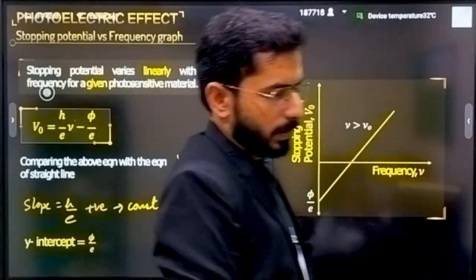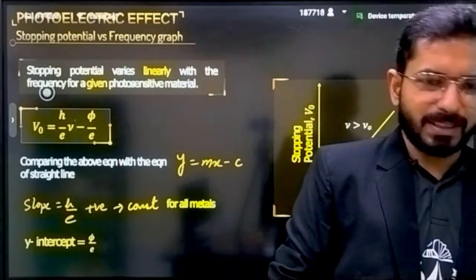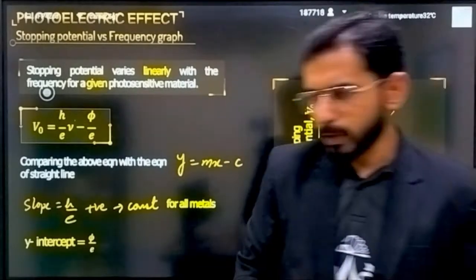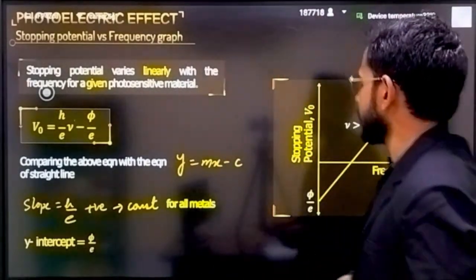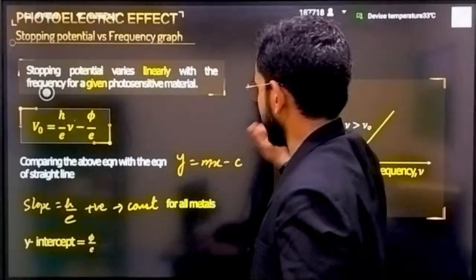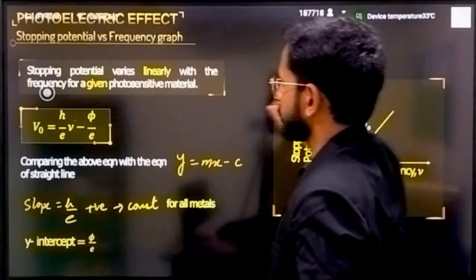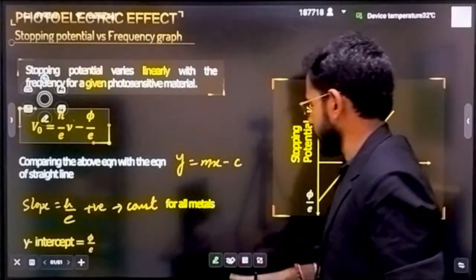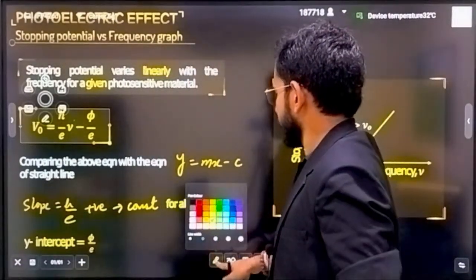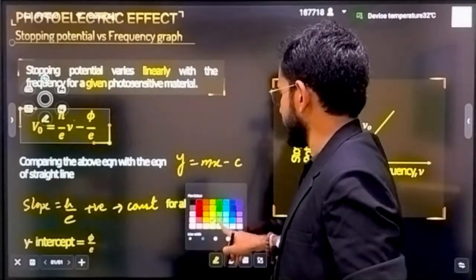Now after that, again the curves. Curves are the easiest things. Just find the relation and see what you have to plot. Stopping potential versus frequency. Let's plot it, what is the difficulty? There is no rocket science. What you have to plot is the stopping potential versus frequency graph. Write the equation first.